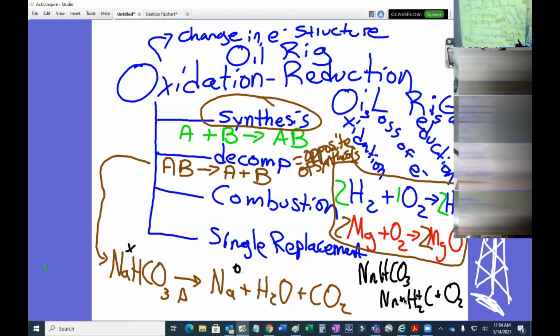You don't have enough experience to know this yet. But you do know that when you decompose something, it's breaking down to its basic elements, or simpler substances, is the correct way of saying it. Okay? Now, which one would be the right one? Are they both right? Yeah, they're both right.